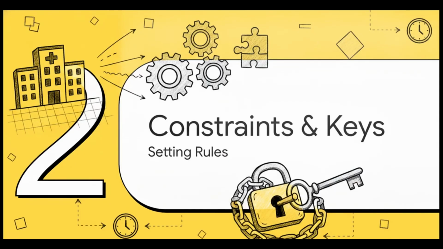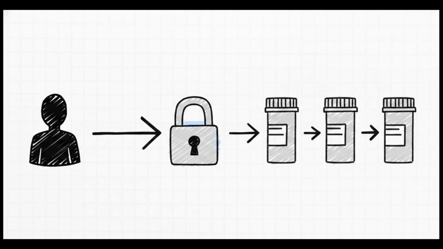Section 2. Constraints and database keys. Now we have to establish the physical laws of our hospital's universe, and we do that using integrity constraints and mapping cardinalities. For example, a mapping cardinality rule might dictate that one patient can have many prescriptions, but one specific prescription can only belong to one patient. Applying these constraints and parameters ensures our data stays totally consistent and perfectly mirrors real-world hospital rules.